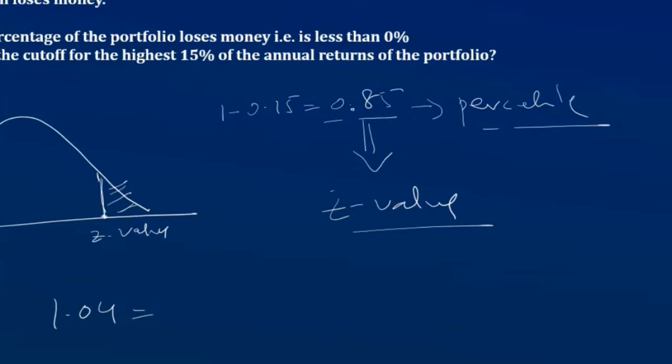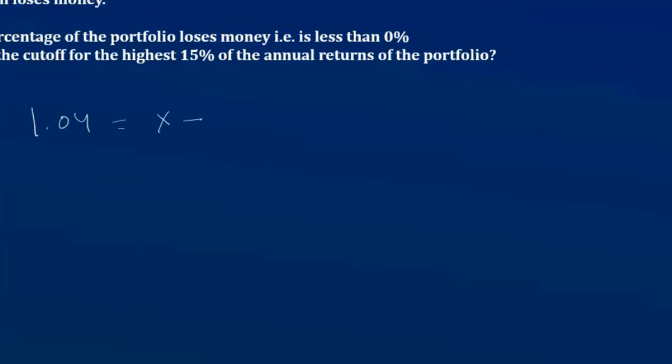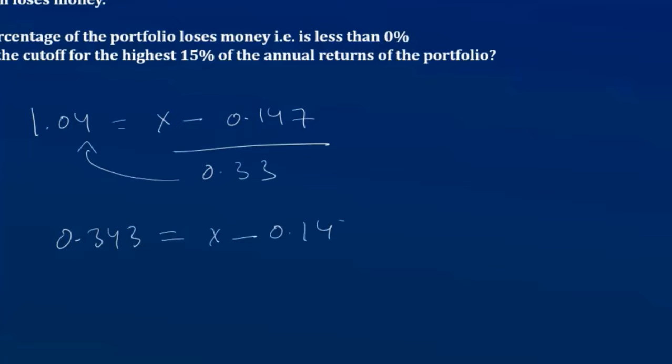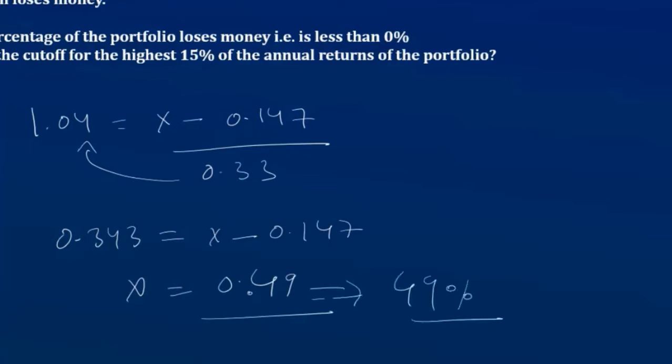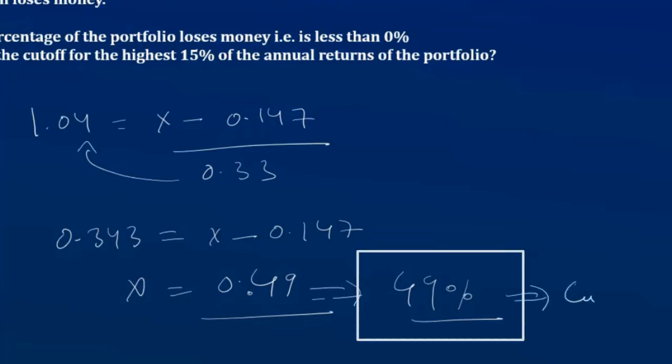Now what is that percentage, which is X? I know the standard deviation is 33 and the mean is 14.7. What is the highest 15% of the annual returns? What is the cutoff? So the cutoff is 49%.